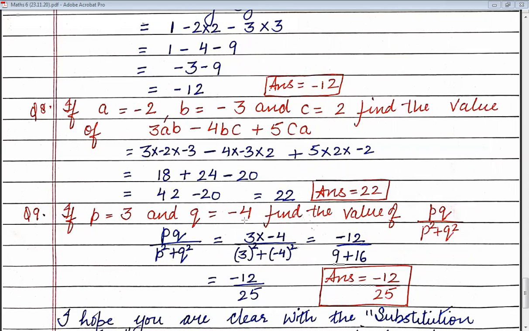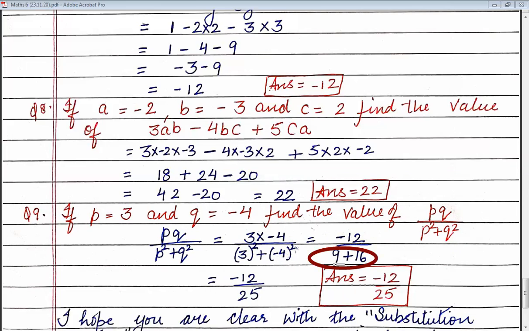Now the next one is 3 into minus 4. 3 fours are 12 and one negative sign is there. So your numerator is minus 12. Now let's check out the denominator also. Now 3 square. What is the meaning of 3 square? 3 into 3. That is 9. What is 3 square? 3 into 3, 9.